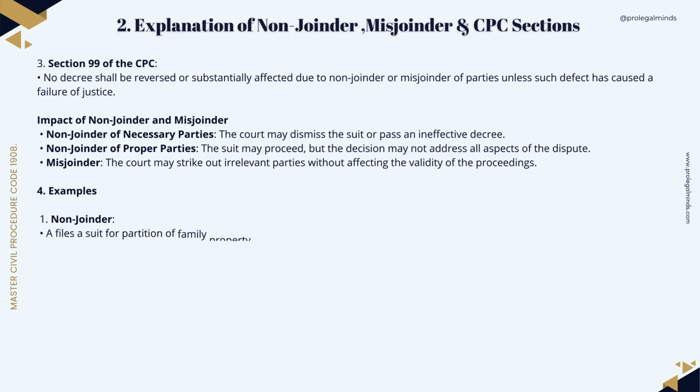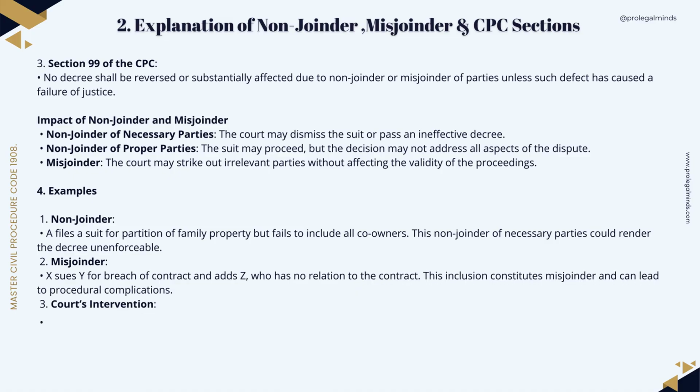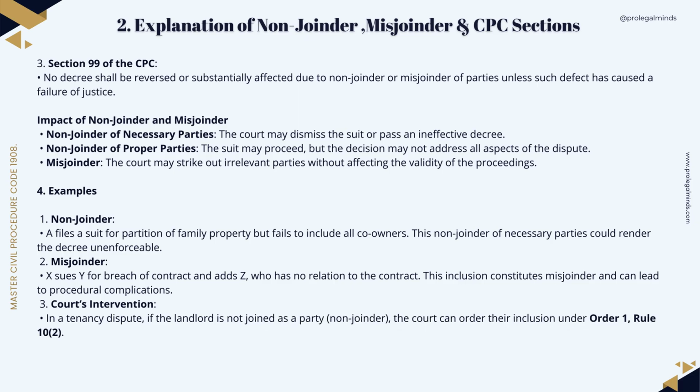Impact of non-joinder and misjoinder. Non-joinder of necessary parties: the court may dismiss the suit or pass an ineffective decree. Non-joinder of proper parties: the suit may proceed, but the decision may not address all aspects of the dispute. Misjoinder: the court may strike out irrelevant parties without affecting the validity of the proceedings.